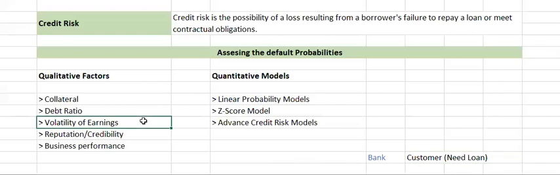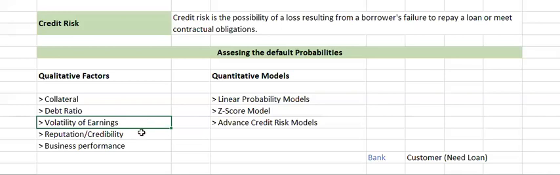It is possible that in future their profits will decrease and they will not be able to pay their loans, because in some years their profits are much higher, and in some years their profits are lower. So if volatility of earnings is higher, then credit risk will be higher and probability of default will be higher. And if volatility of earnings is lower and the company has smooth earnings, then there will be less credit risk, and probability of default will also be lower.